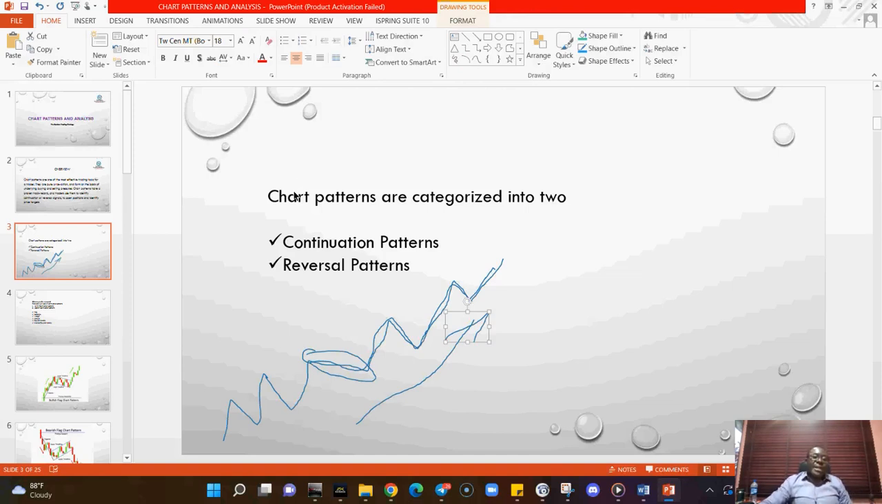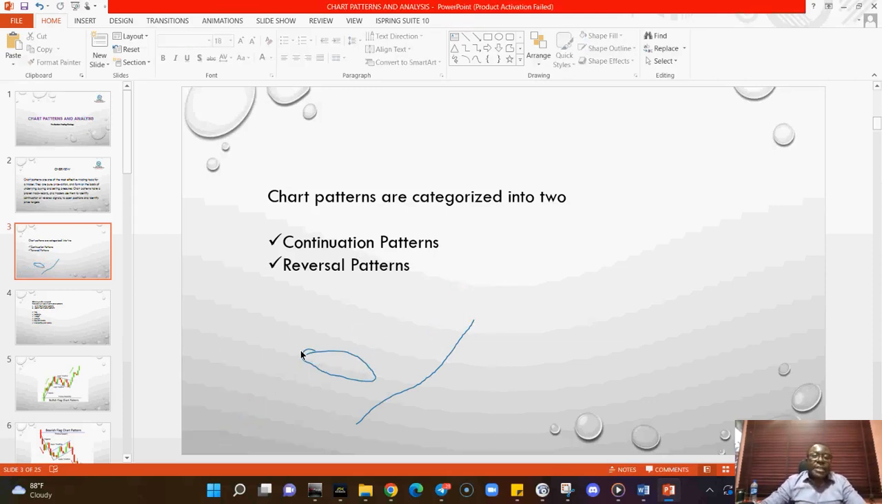Alright? So that is what we call continuation patterns. Continuation patterns are those patterns that will show in your uptrending or downtrending market that suggest that this trend is still valid. It will still continue, markets will still continue in the underlying direction.